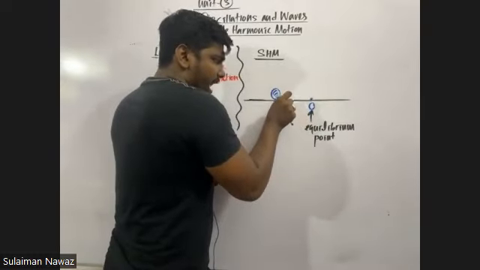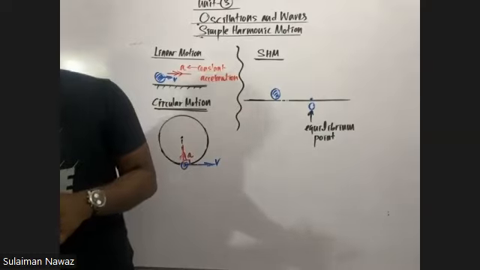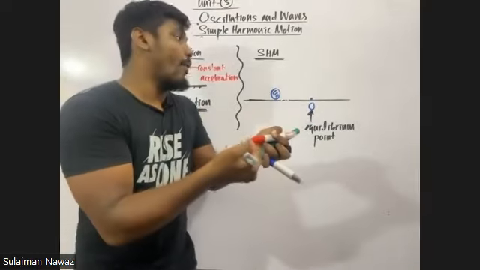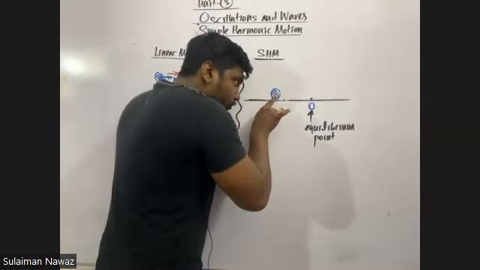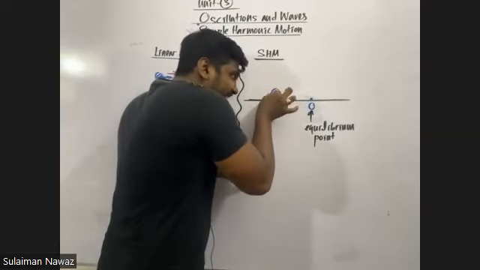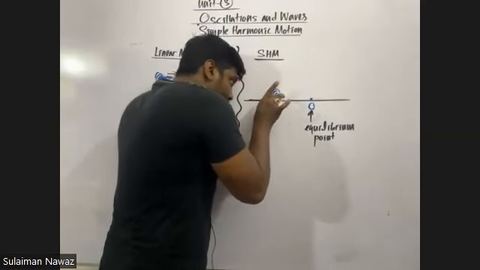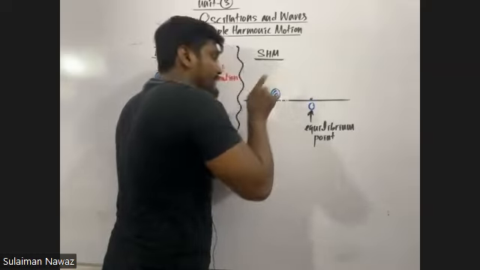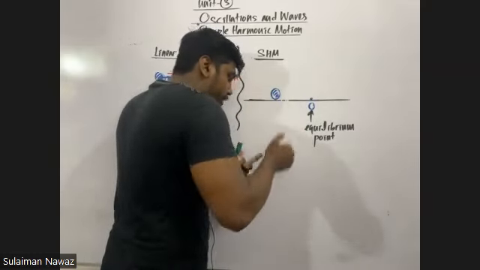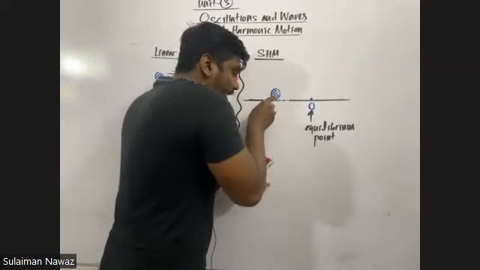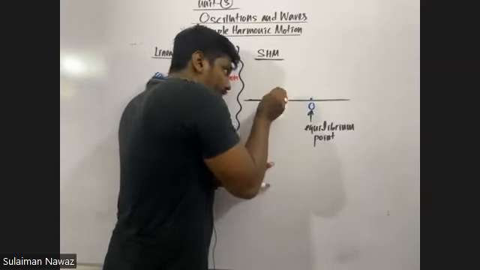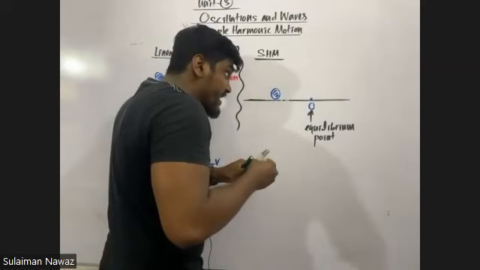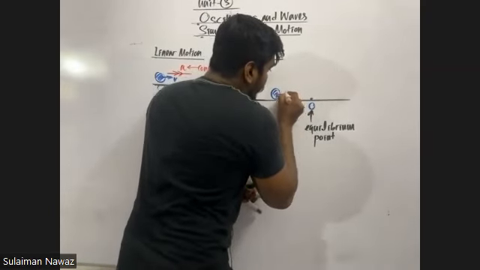Always, it says that the acceleration acting on this object is always directed towards the equilibrium point. So no matter when this object moves in a simple harmonic motion, this object's acceleration direction must always be towards the center, towards the equilibrium point. Whether this object moves to the right side or to the left side, the acceleration of this object must be directed towards the center.